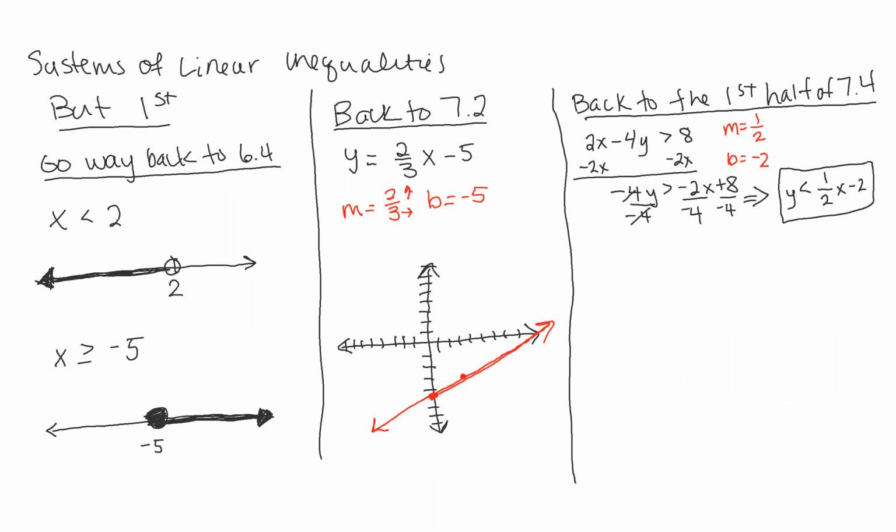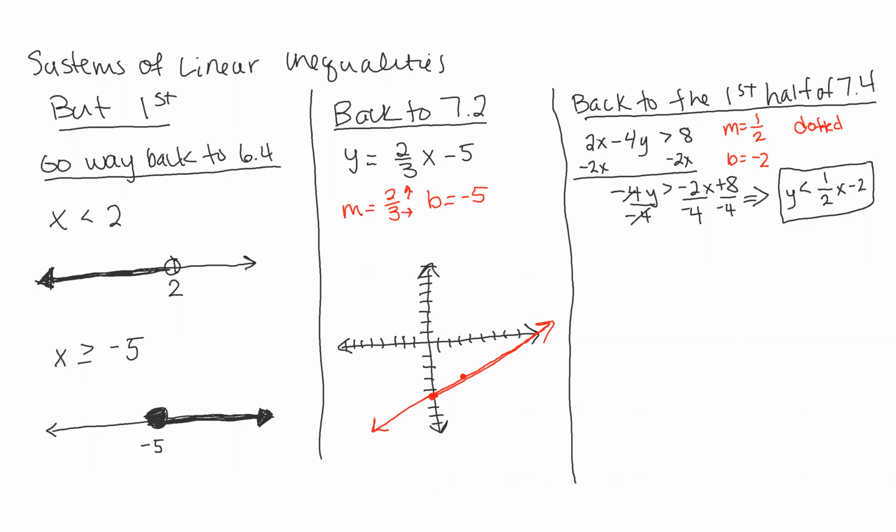We cannot include the ordered pairs on the line. And the way we explain that or show that to our reader is we graph the line, but we use a dotted line instead of a solid line. That tells the reader that the ordered pairs on the line don't count. They're not part of the solution set.